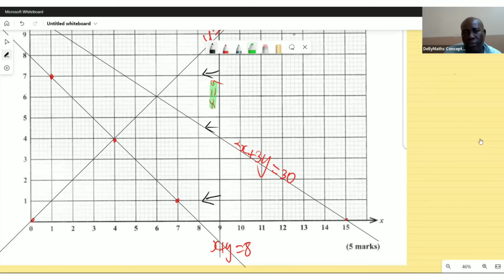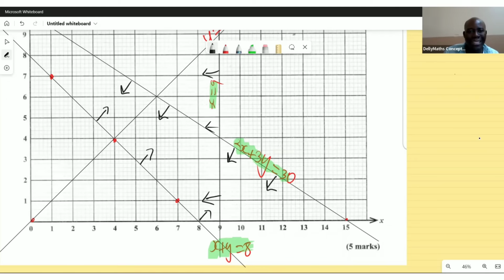2x plus 3y, if I'm looking at this one, was less than or equal to 30. So the response is down here, pointing in that direction. Let's look at this other one. This was x plus y must be greater than or equal to 8. Greater means above the line, so it's pointing in that direction.